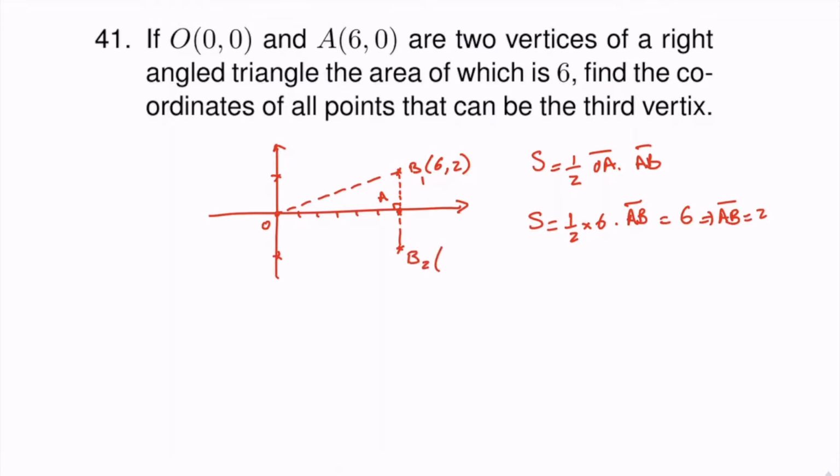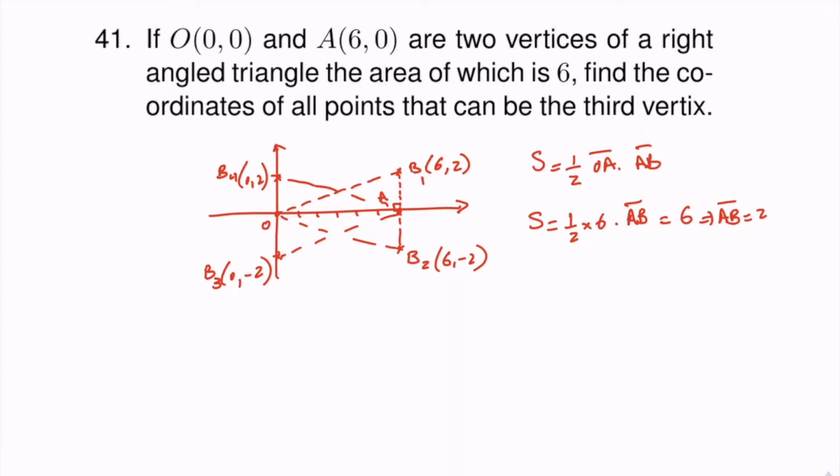B2 can be 6 and minus 2. Or B3, which is the x value is 0 and minus 2, or B4, which is 0 and 2. So we already found 4 solutions for this, and these are the obvious solutions. So the triangles will be like this, or this, or this, right?